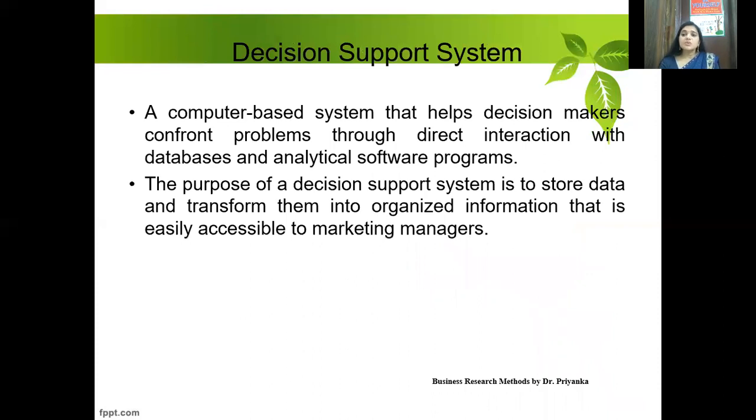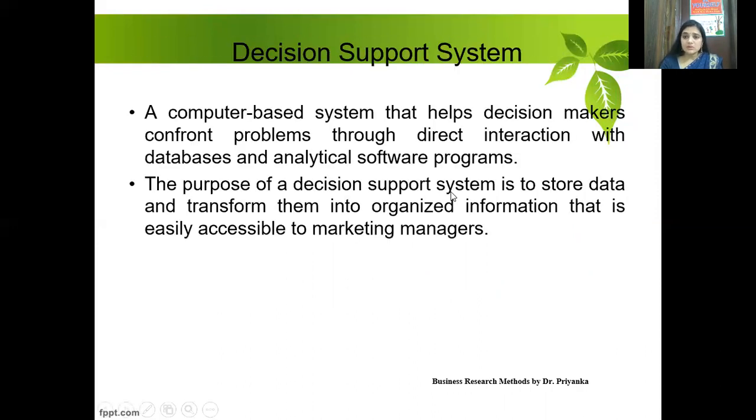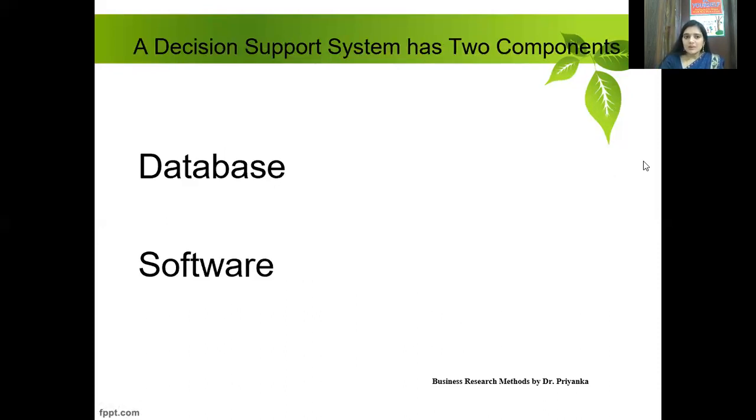Then decision support system. What is it? It's very important while doing research. A computer based system that helps decision makers confront problems through direct interaction with databases and analytical software programs. Or the purpose of a decision support system is to store data and transform them into organized information that is easily accessible to marketing managers.